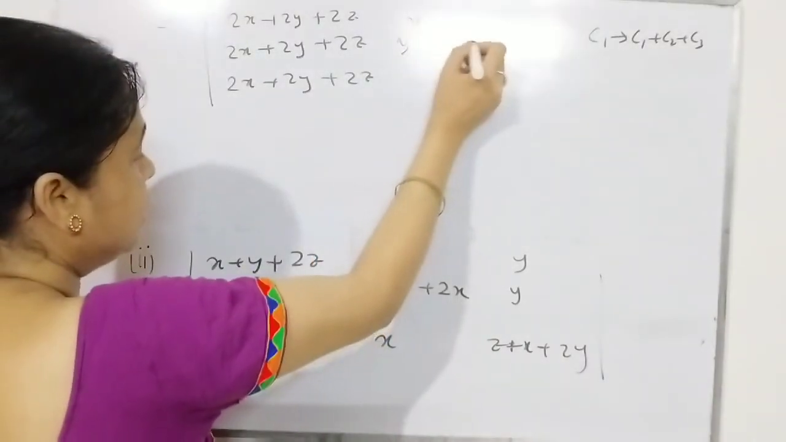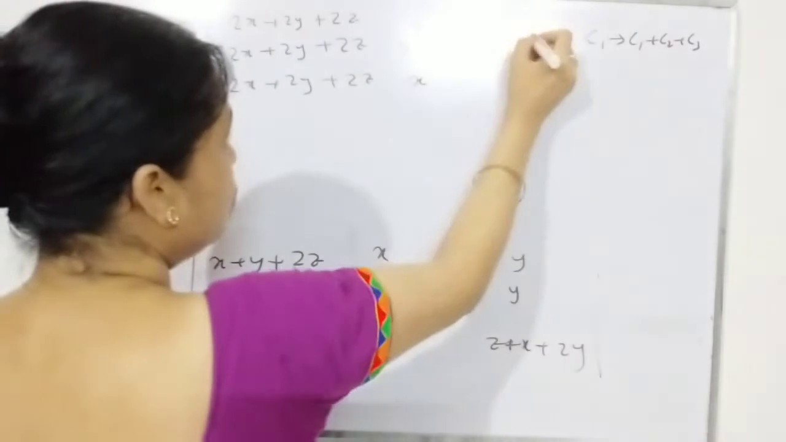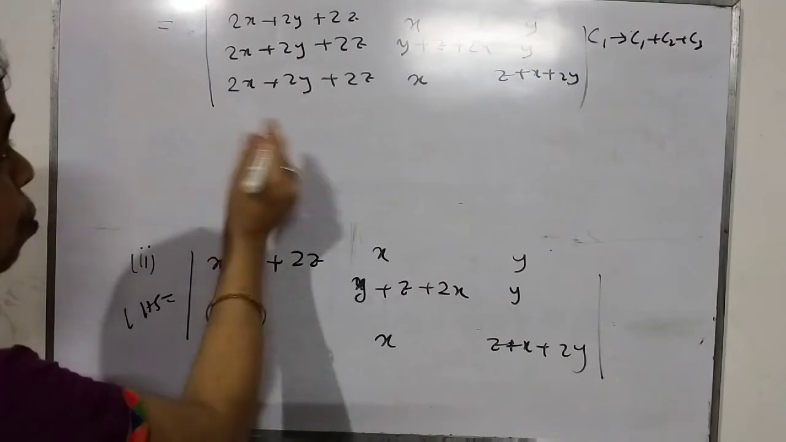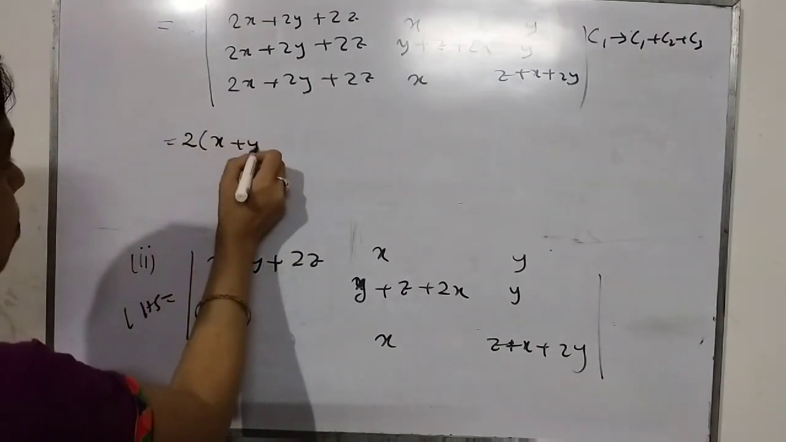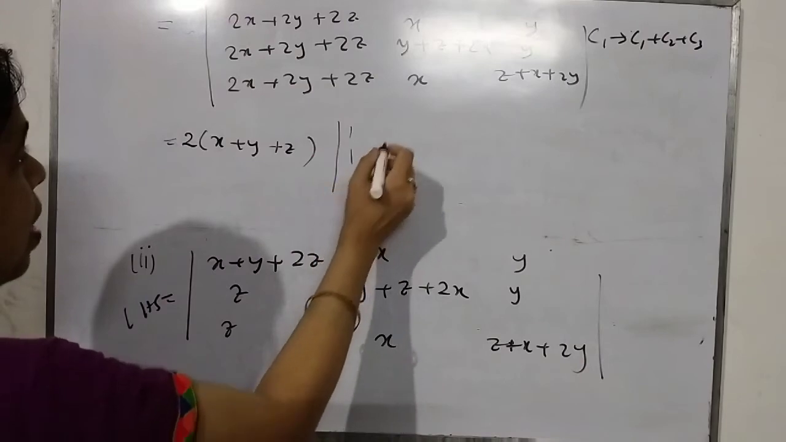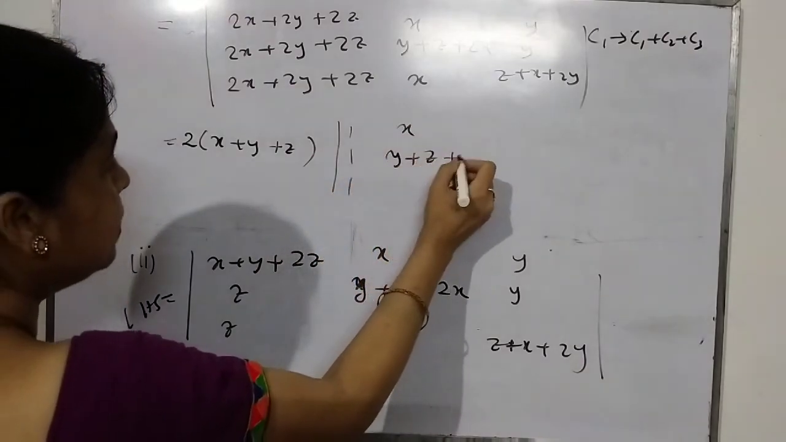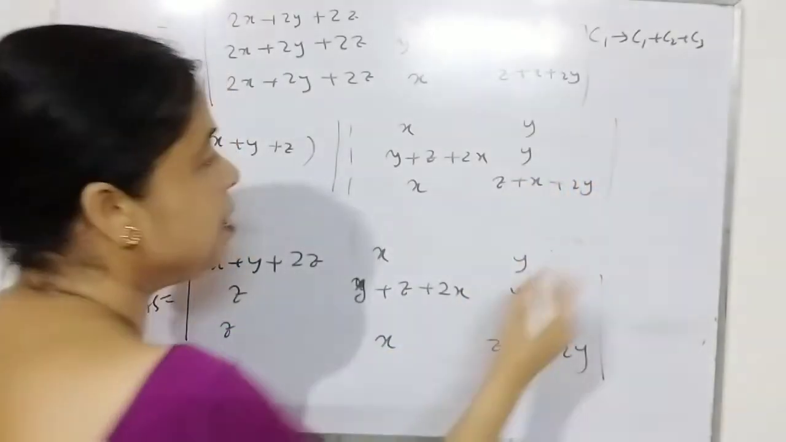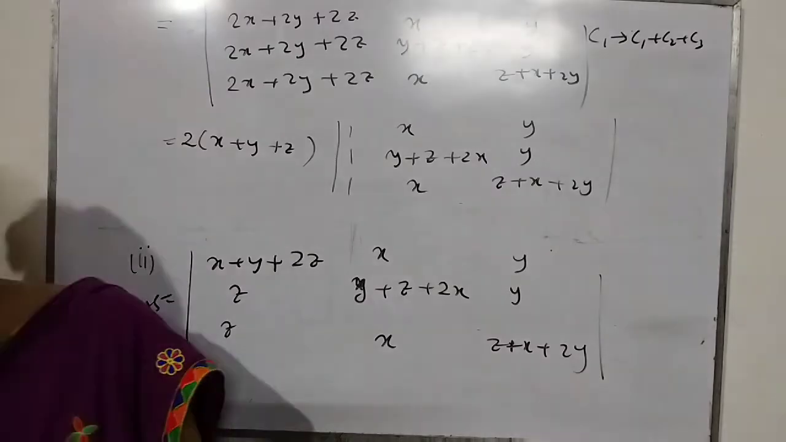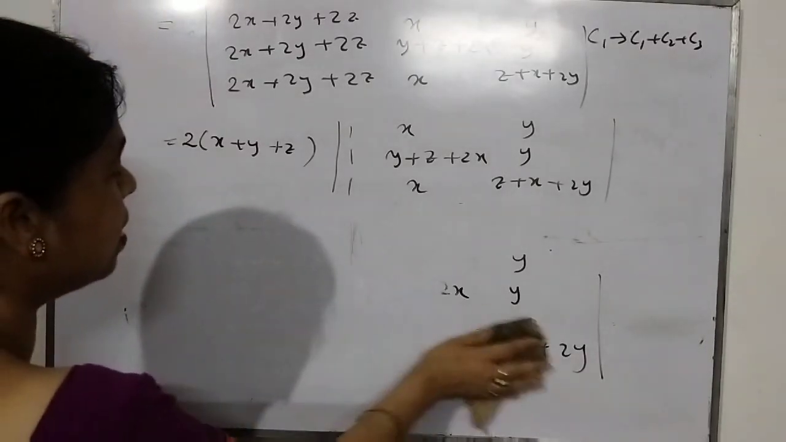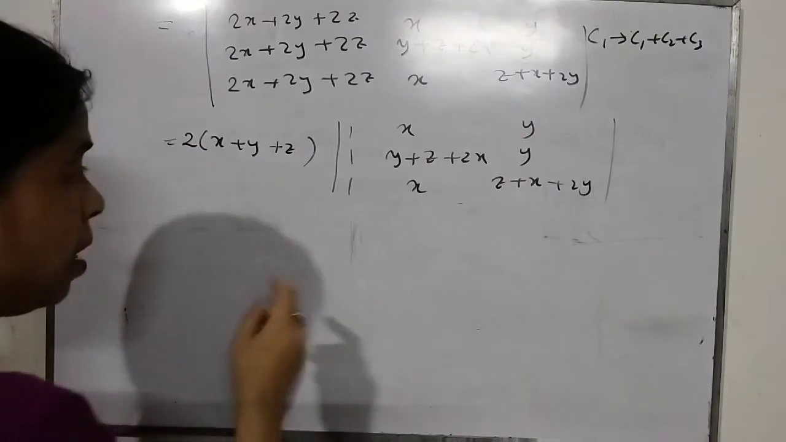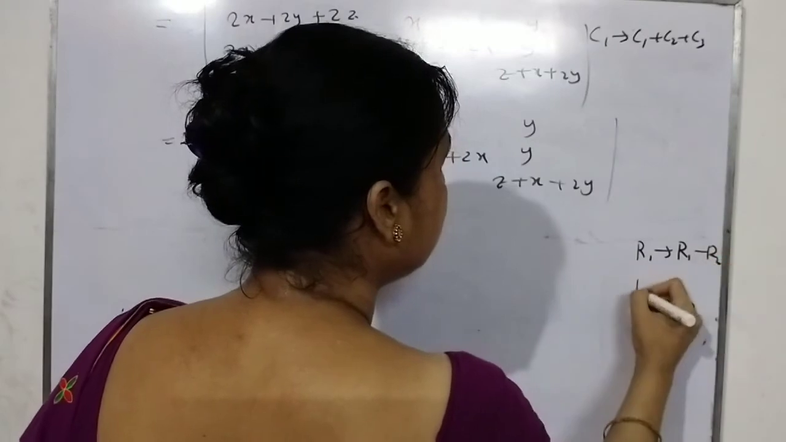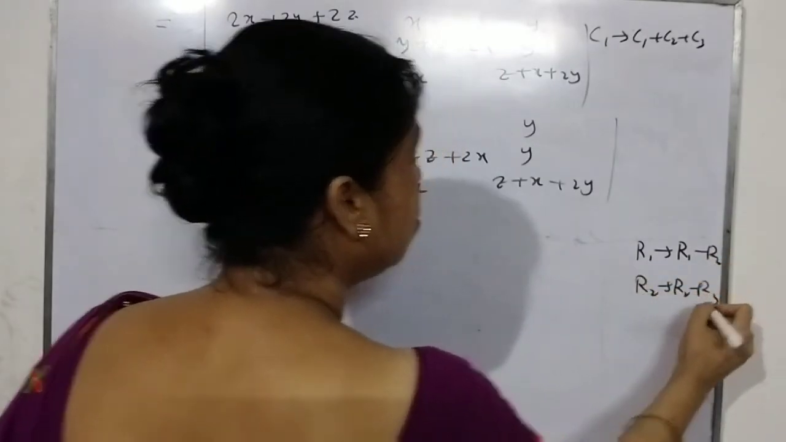X, y plus z plus twice x, x. This is y, y, z plus x plus twice y. Now 2 times of x plus y plus z will come common. Here 1, 1, 1, x, y plus z plus twice x, x, y, y, z plus x plus twice y will be there. Okay. Now we have got ones in all the elements of the first column. So subtract in rows. Row 1 replaced by row 1 minus row 2 and row 2 replaced by row 2 minus row 3.